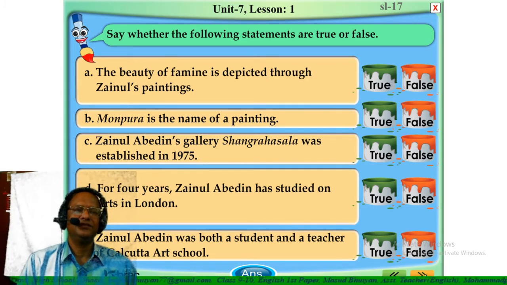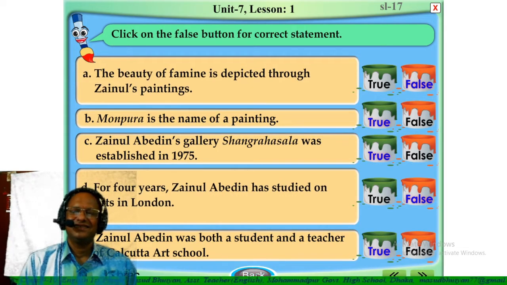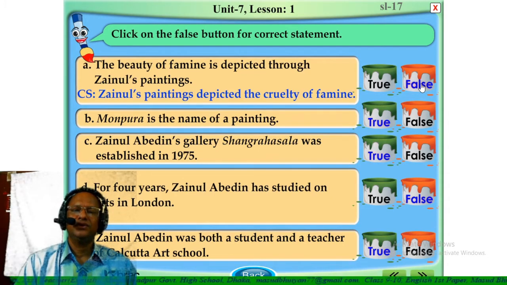Now, I will give the correct answer and you will check it by doing match the answer. Here is my answer. Click on the false button for correct statement. The first one, the beauty of famine is depicted through Zainul's paintings. It's a false statement. So the right answer is Zainul's paintings depicted the cruelty of famine. And second statement is true.